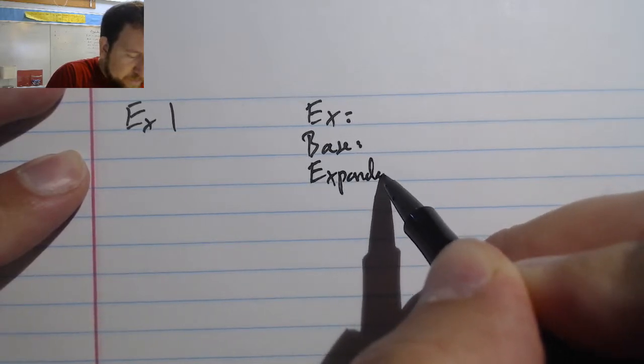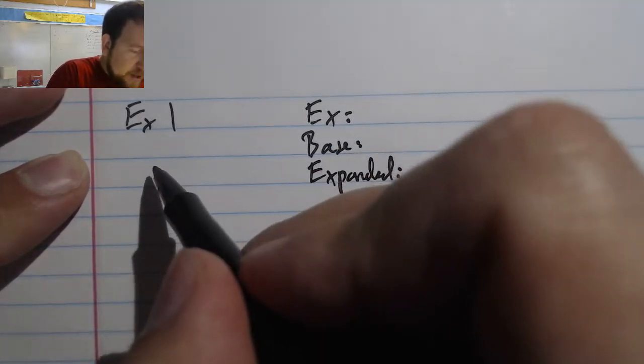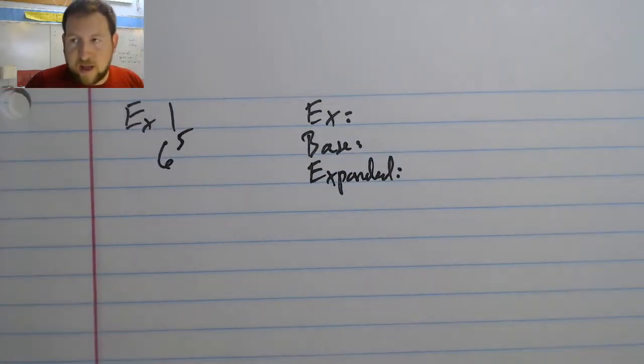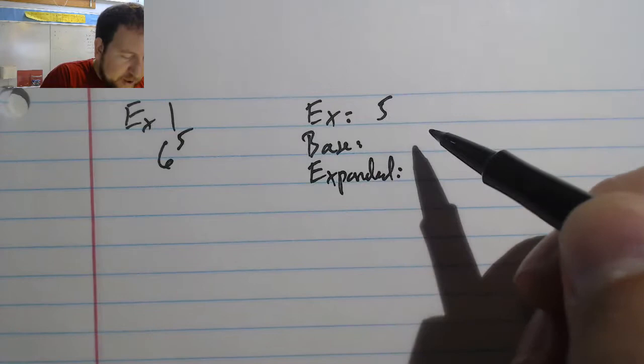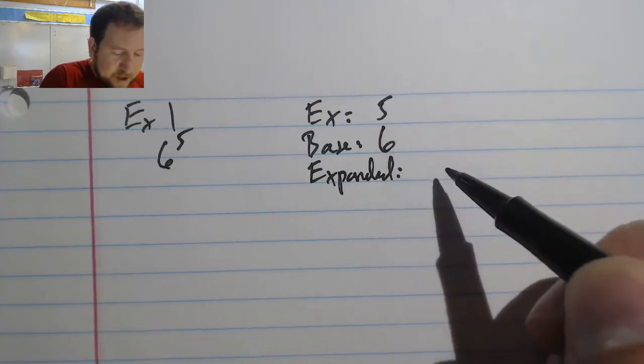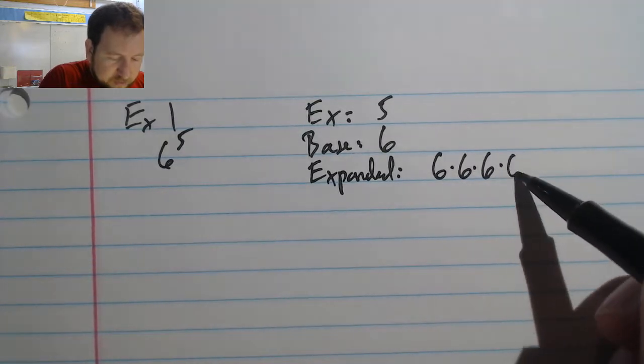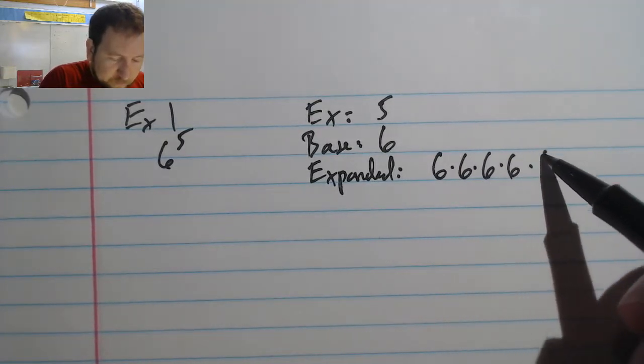Example 1, I need to know the exponent, the base, and the expanded form. Okay, so if I write 6 to the 5th power like that, my exponent is 5, my base is 6, and my expanded form means 6 times 6 times 6 times 6 times 6, 1, 2, 3, 4, 5.